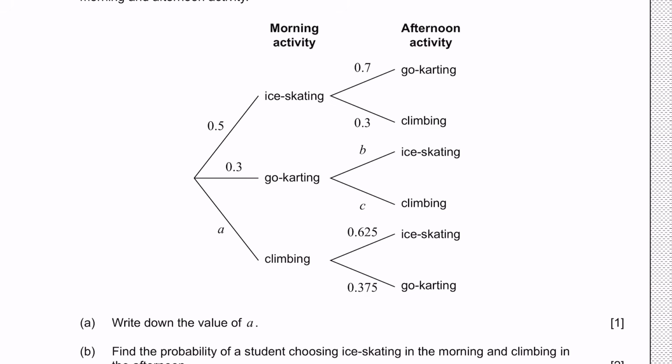So this represents what's called an exhaustive set. You need to choose one of these. If you need to choose one, we have a 100% probability that you're going to be in one of these. If we imagine that 0.5 and 0.3, 80% are ice skating and go-karting, that leaves 20% or 0.2 left for climbing. All right.